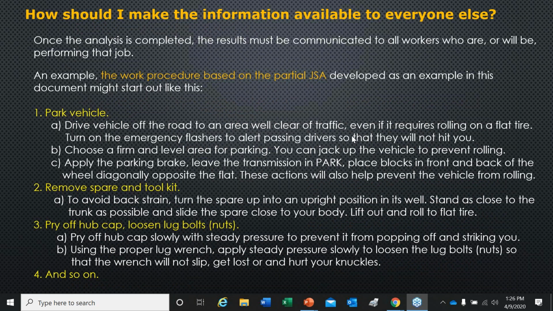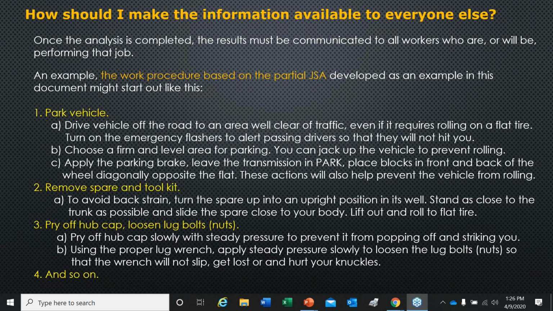So once you've got the hazards and the issues related with all of those steps, and you've come to a conclusion, this is where you start to get it into a procedure. So you've got your JHA basically completed to a point, your analysis is done, but now you've got to get that to the employees. And here's an example of a procedure based on that partial JSA we did in parking the vehicle. It talks about driving the vehicle to an area well clear of traffic, even if it requires rolling on a flat tire. Because some of your employees, once they get a flat and see it, don't want to move it anymore. You may need to tell them to do that.